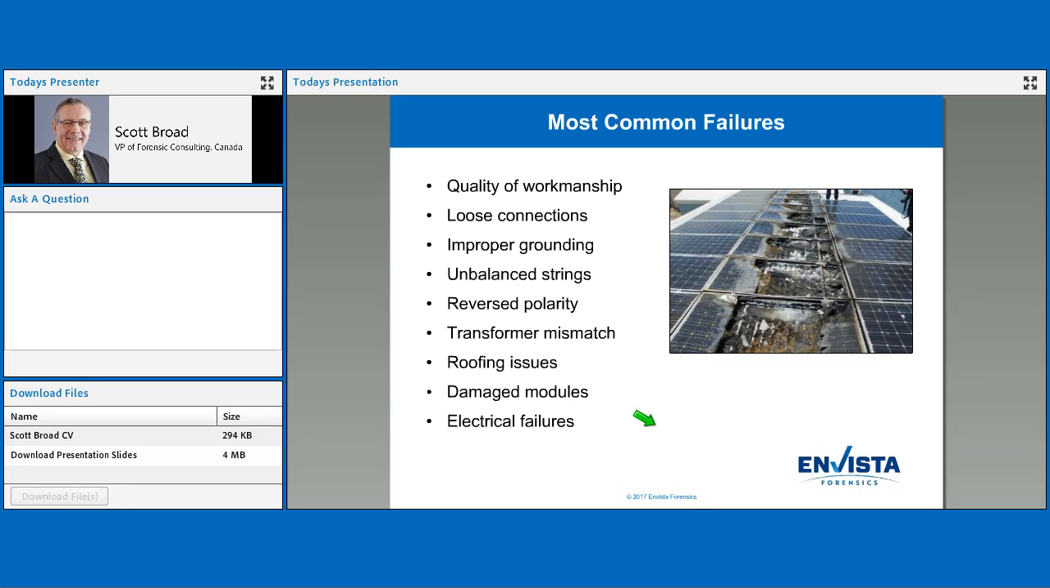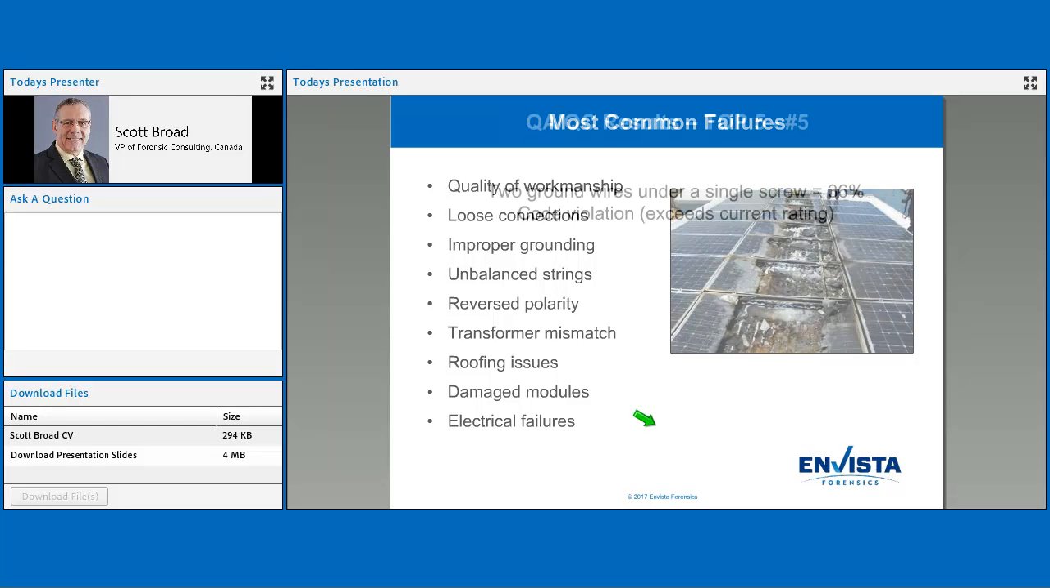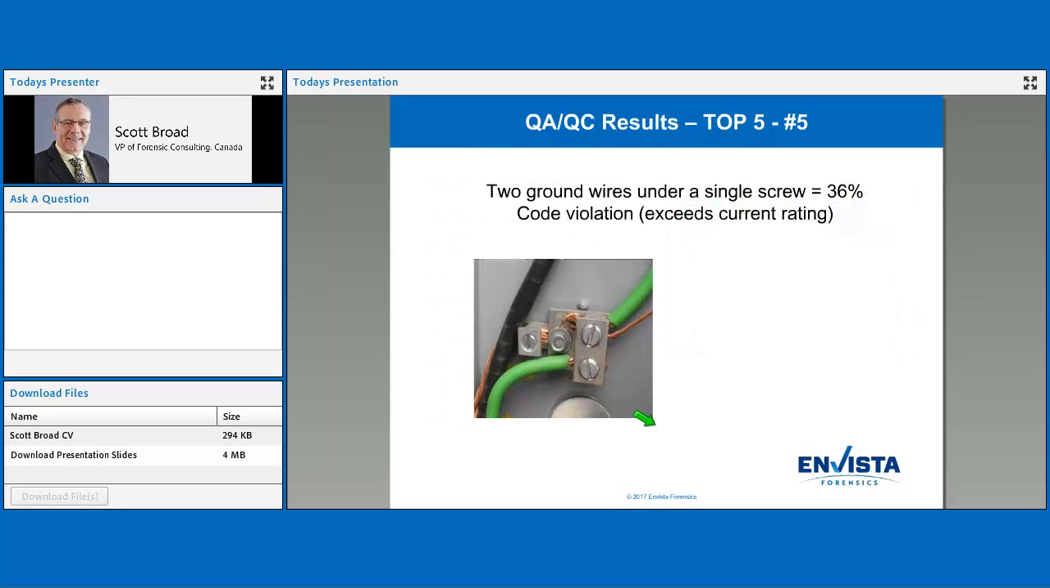So ultimately, quality of workmanship is usually our number one. Loose connections, we see improper grounding, unbalanced strings. In other words, one string has 14 panels, another one has 20 because they've made a mistake. We see reverse polarity where they connect the negative to the positive and the positive to the negative. Transformer mismatches. Roofing issues. It's not uncommon to see them screw these things down into a roofing membrane, so the next morning after a rain, the store is filled with water. We see the modules being damaged as they're transported up to the roof, and numerous types of electrical failures.